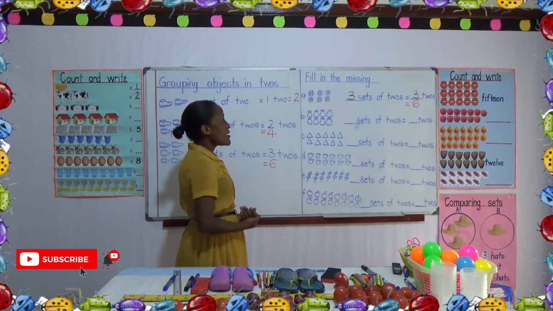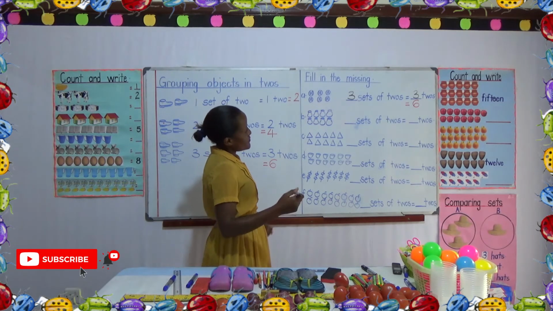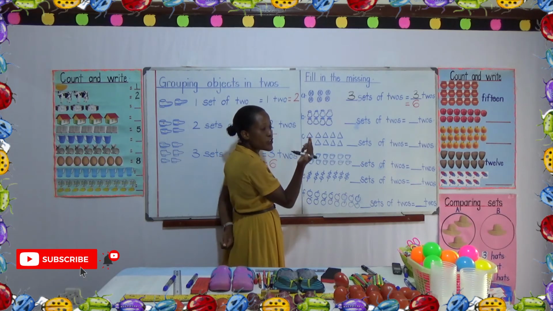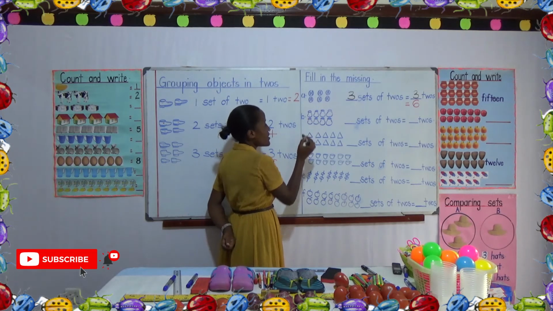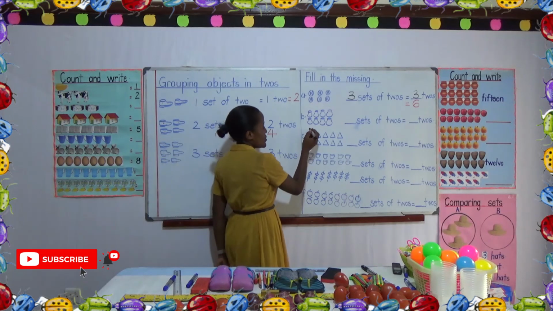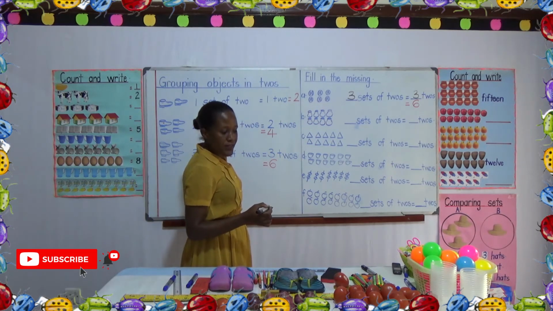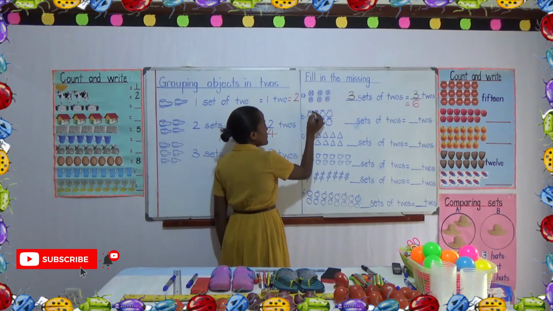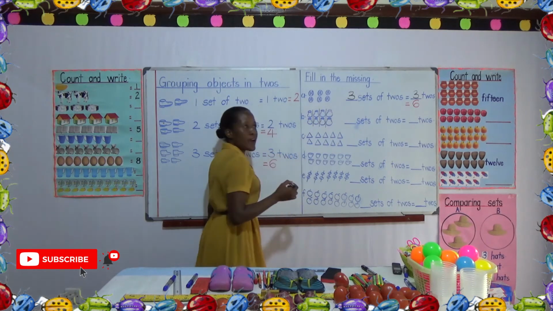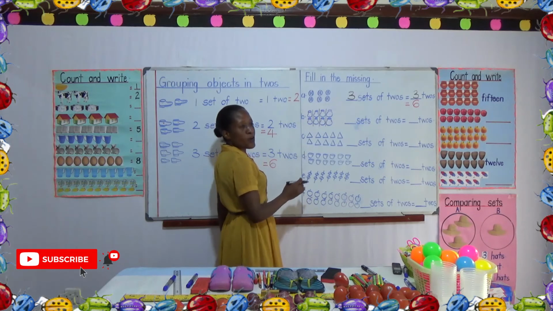Let's find out what if we have 4 twos? Let's find out how many twos these are. Count with me. Remember, every 2 pots, this and that one, make a group of twos or a set of 2. I can even decide to tie them together, or I can separate them just like that. I have separated 2, 2, 2, 2, and I want to count the twos. Can you count with me?